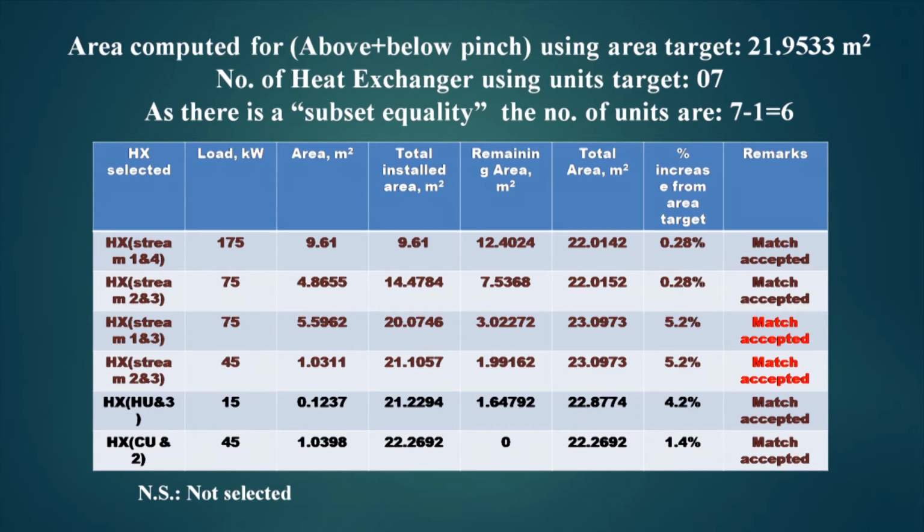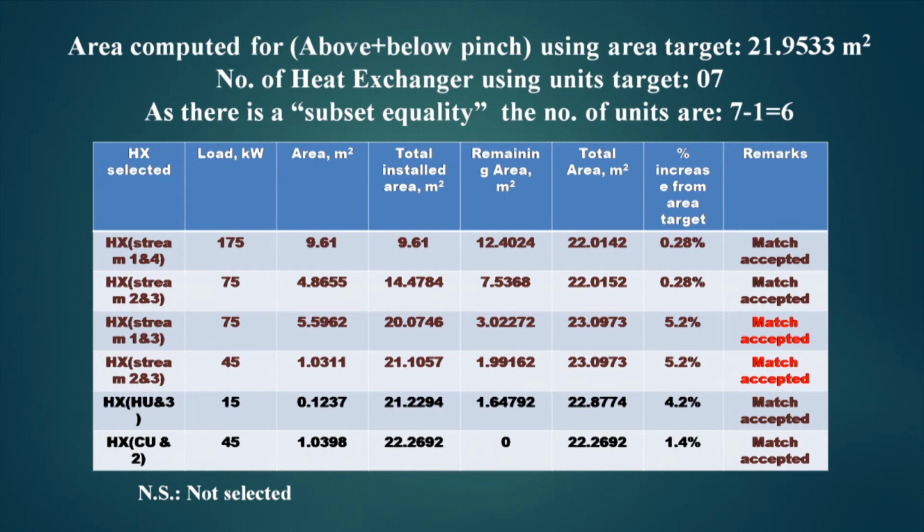Then we put the heater and coolers. So, this is the heater, this is the hot utility and the third stream. Its load is 15, its area is 0.1237. The total area of these 5 heat exchangers is 21.2294 and the remaining area, that is the cooler's area, is 1.64792 based on the remaining problem analysis, and the total area is 22.8774. Now, we see that the area decreases a little, to a 4.2% increase.